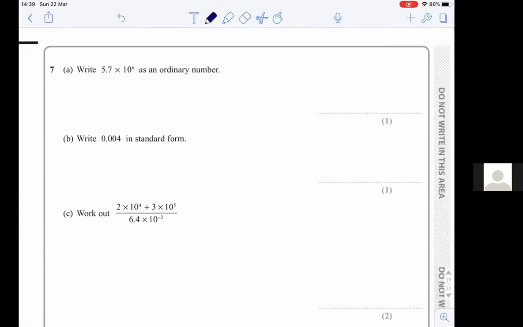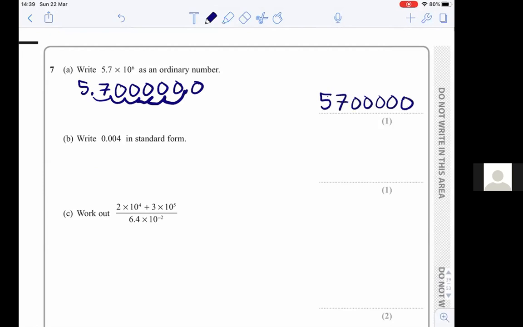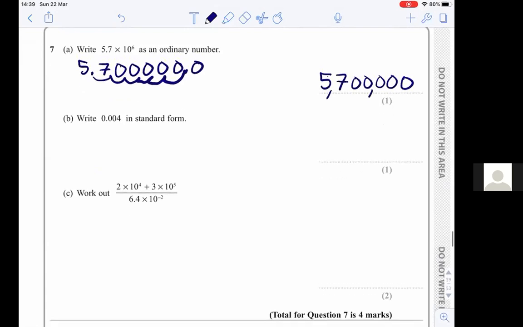Okay, standard form. Right, 5.7 times 10 to the power of 6 as an ordinary number. Now, you can use your calculator for all of these, but I like to draw out loads of zeros and just count the number of jumps. This one's going to jump 6 times, 4, 5, 6. So that's got 5 zeros after the 7. 5, 7, 1, 2, 3, 4, 5. 5.7 million.